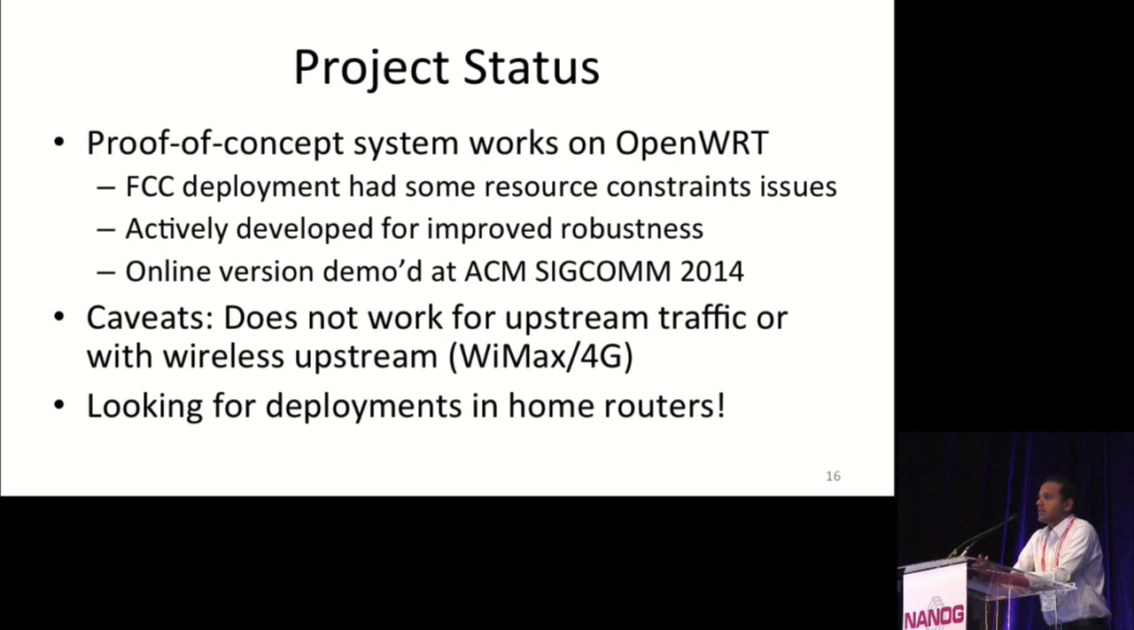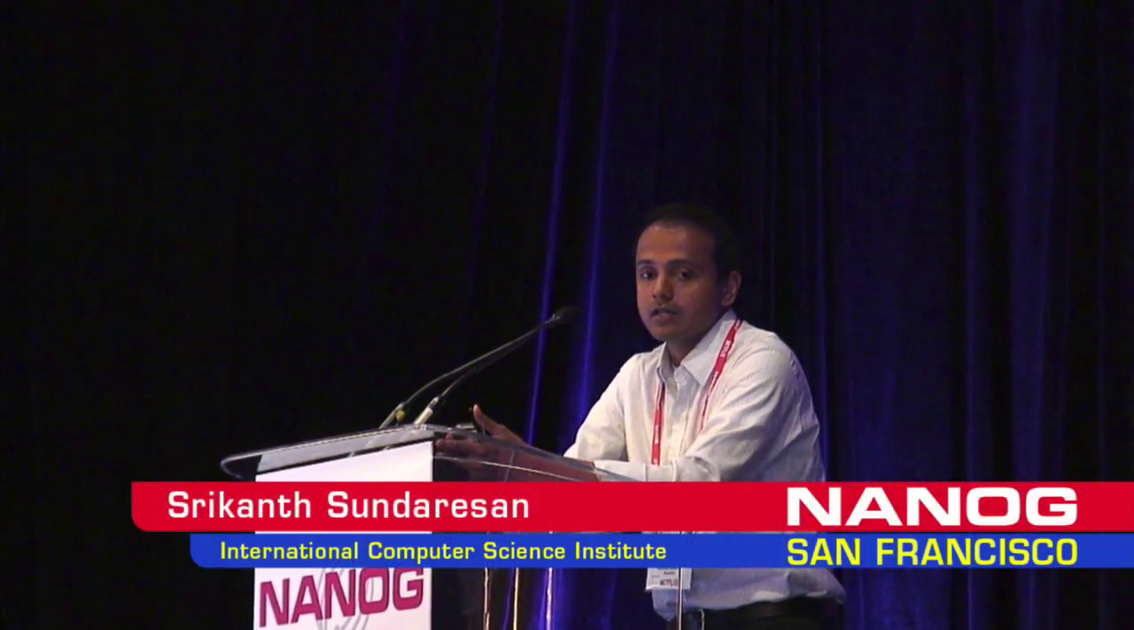So the status. We have a proof of concept system that works on OpenWRT, which we deployed in the pilot deployment, and also a version that we deployed on the FCC platform. And we're still actively deploying this for increased robustness. Although this was more of a sampling proof of concept system, we also have an online version that we demoed at SIGCOMM last year. And this algorithm has significant caveats. It doesn't really work for upstream traffic. We can only detect bottlenecks for downstream traffic. But I guess it's not a huge problem because rates are not symmetric, at least now.